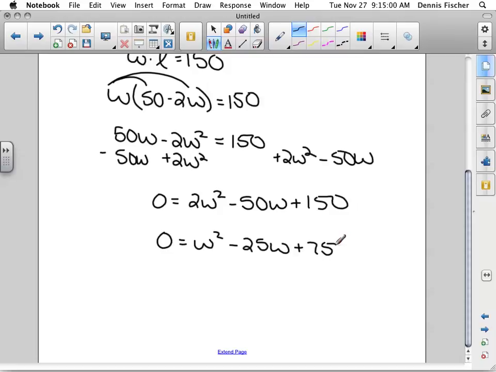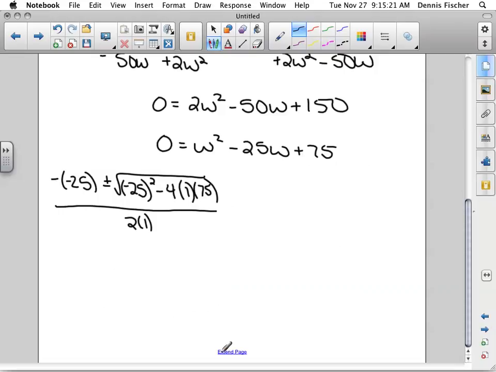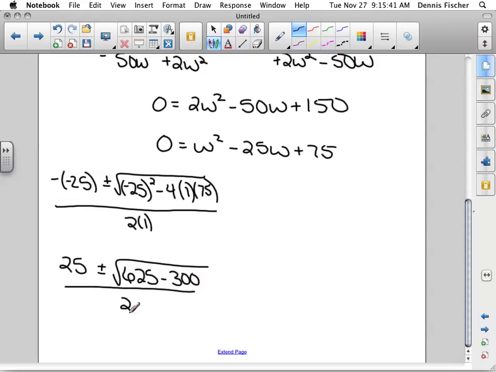Negative b, the negative 25, plus or minus the square root of negative 25 squared minus 4 times a times c, over 2a. Two negatives make a positive. We get 25 plus or minus the square root of, I think that's 625, minus 300. Divide by 2. And do you see where we'll go from here?